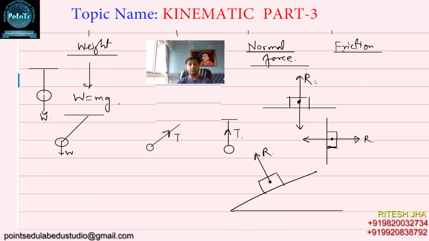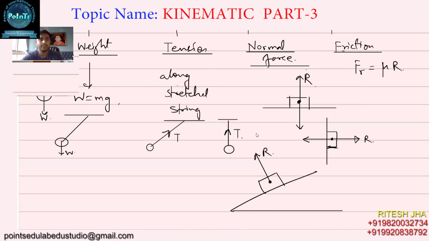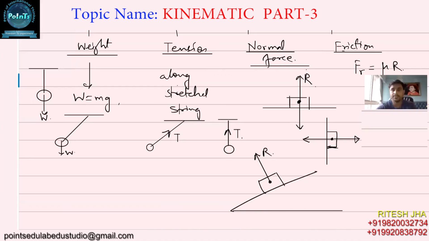Friction is basically the force which is opposing the motion with respect to the surface. Friction is equal to mu times R. Mu is a constant and R is the normal reaction. There are kinetic and static friction basically.